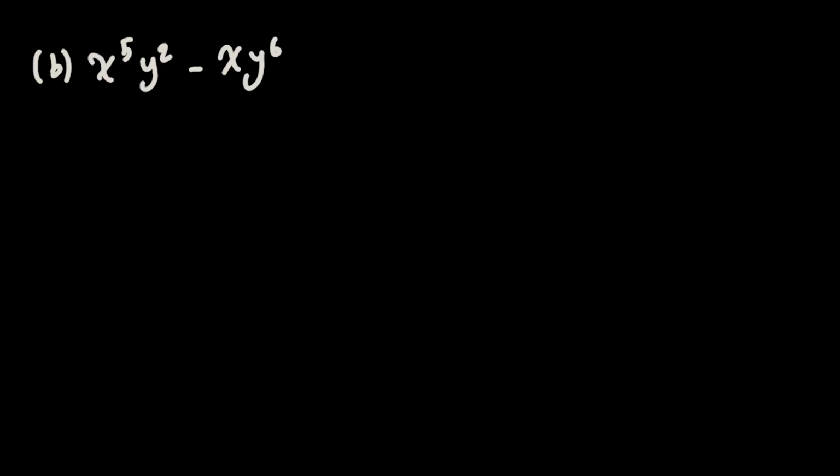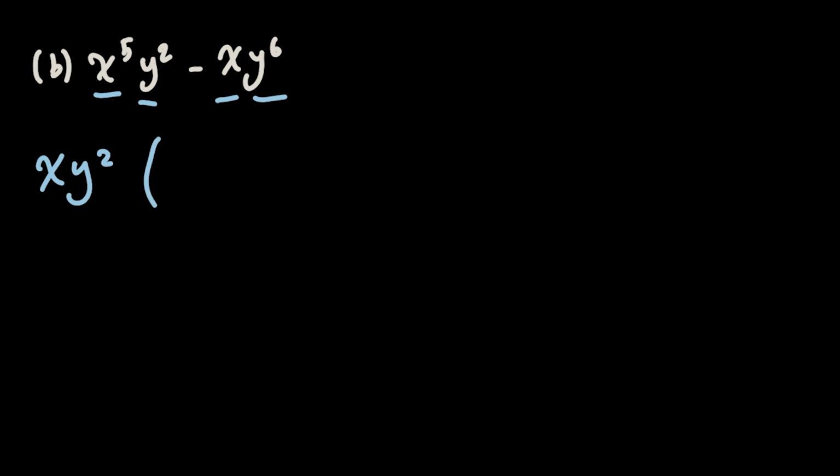Okay, let's see part B. We want to factor this expression. As you can notice here, we have x to the power 5 and here we have x, so we will take x as a common factor. For the y, here we have y to the power 2 and here we have y to the power 6, so we'll take y to the power 2 as a common factor.